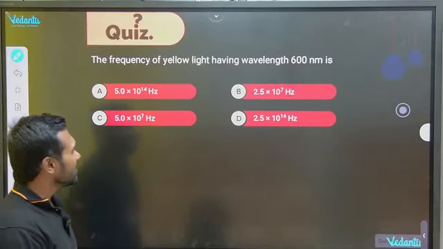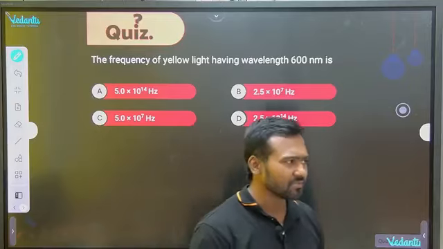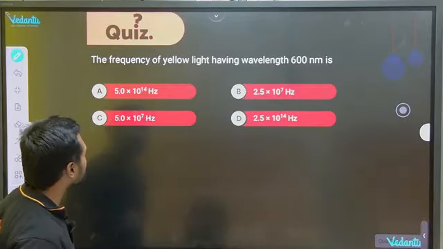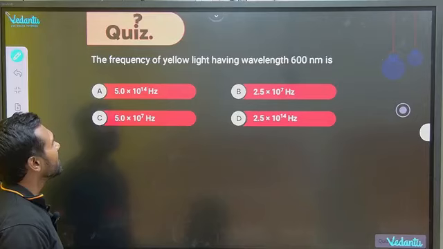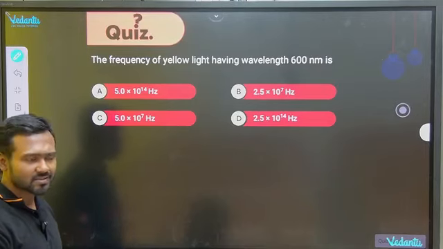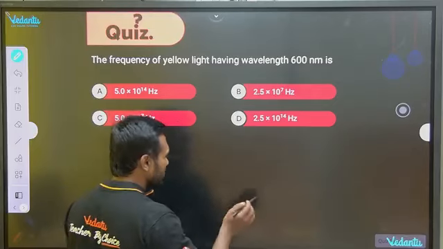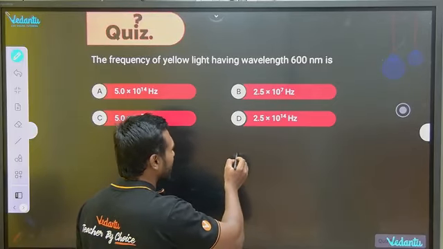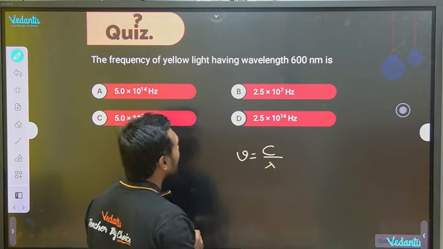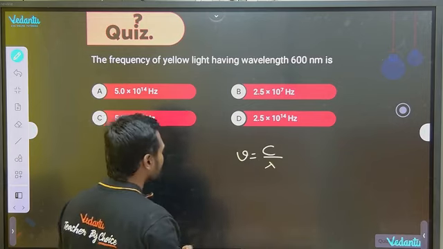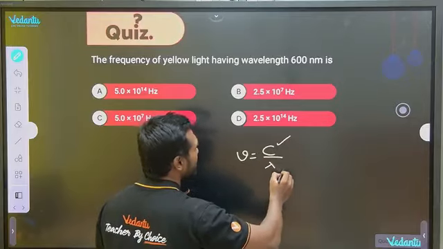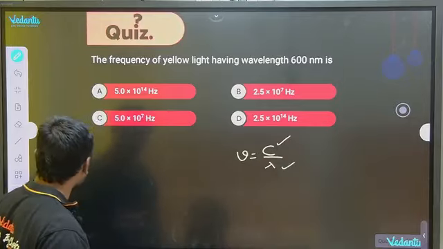Next question. These are all the simple questions they used to give. Now also they are giving them, but with a little bit of change. The frequency of yellow light having a wavelength of 600 nanometers. Very rarely do you get only these types of questions nowadays. Nu is equal to c by lambda, right? They are asking frequency. So substitute the velocity of light and the wavelength of 600 nanometers, and you will get the answer.